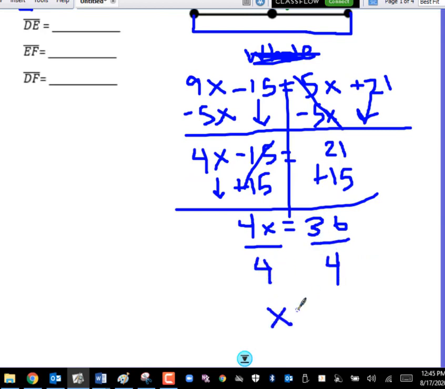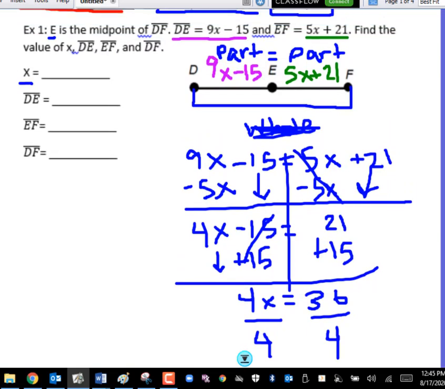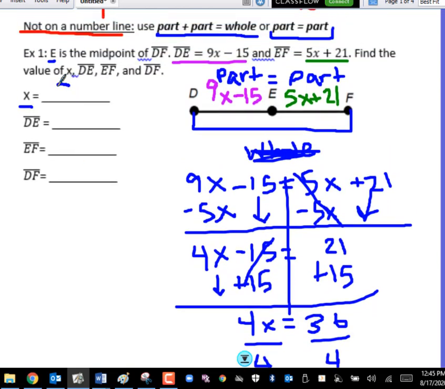So I'm gonna get x equals 36 divided by 4, which is 9. Okay, so I'm gonna put 9. That's what x equals. Once you have the equation, the solving part should be pretty easy. It's straightforward, and it is 9.